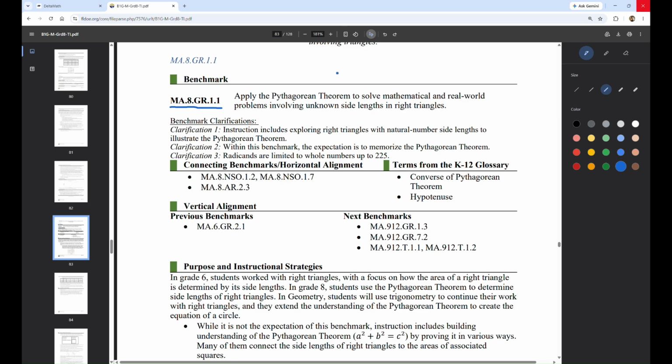We're going to talk about Florida Best Mathematics, Grade 8, Geometric Reasoning 1.1 and 1.2. 1.1 states apply the Pythagorean theorem to solve mathematical and real-world problems involving unknown side lengths in right triangles. So as we know, the Pythagorean theorem states a squared plus b squared equals c squared. Now, some students will struggle with identifying A, B, and C on your right triangle.